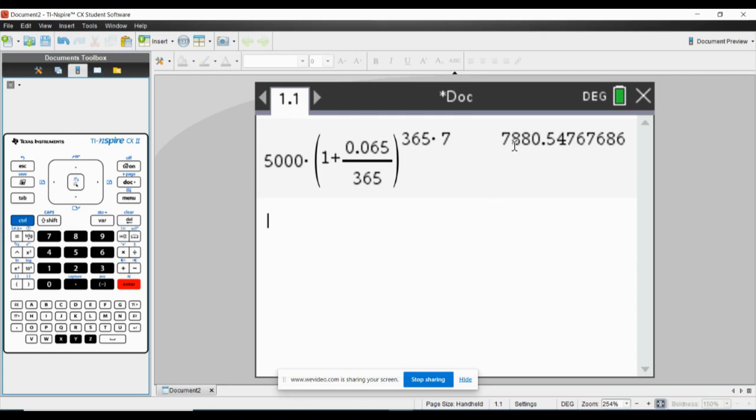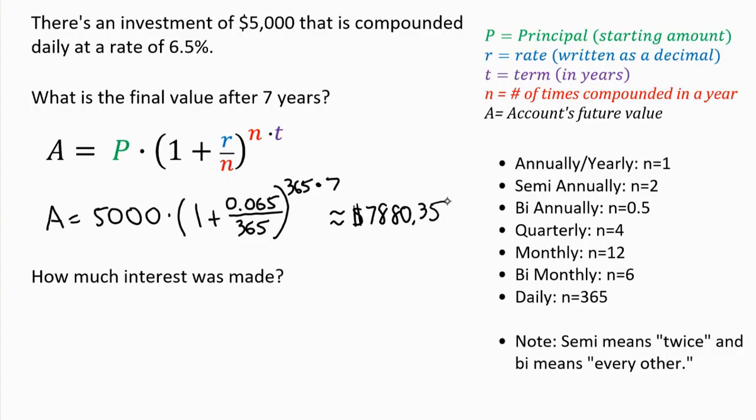So that's going to be $7,880.50. Because the 7 is 5 or greater, we're going to bump up that 4 to a 5. So it's going to be 55 cents. And that's going to be the account value after 7 years. So we started with 5,000, and then you're left with almost $8,000.